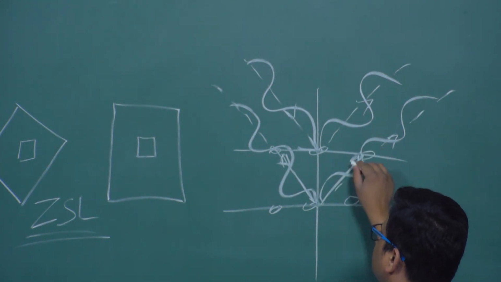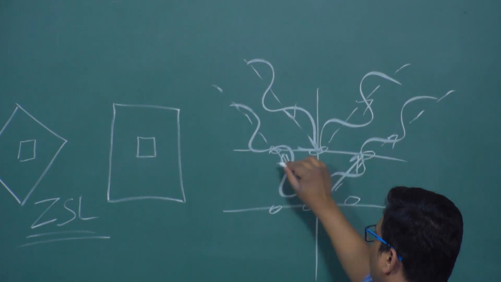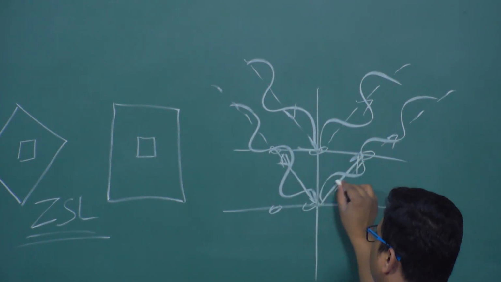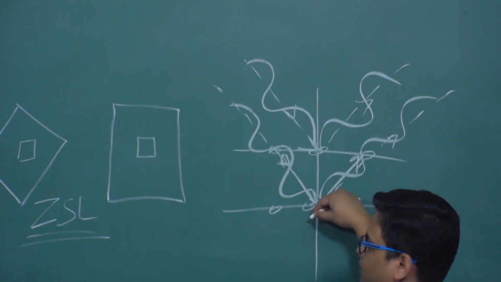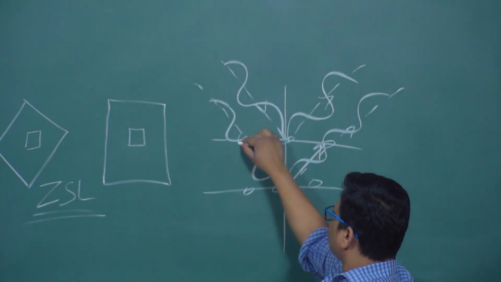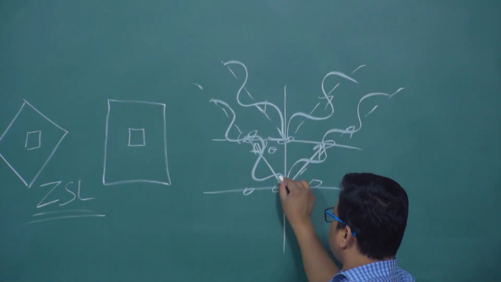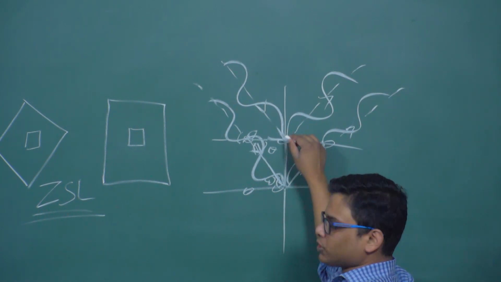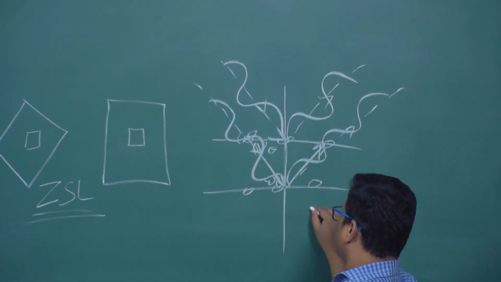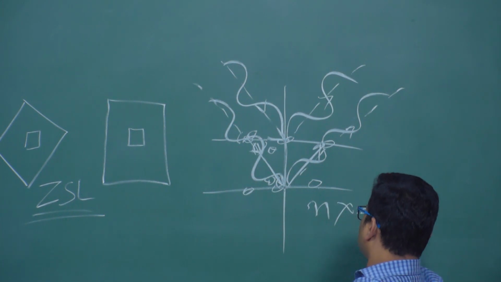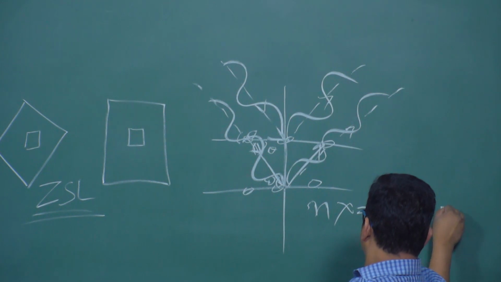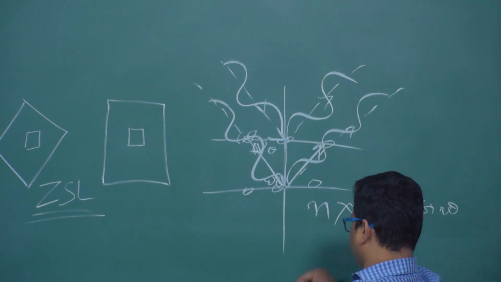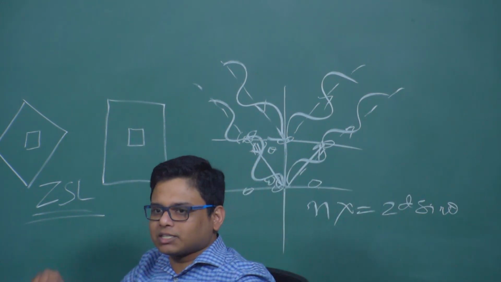If you know the wavelength of the light, you can do some trigonometry. If you call this angle theta, and this will be theta, and this will be theta, and so on, you can calculate this distance based on sine theta. So there is a famous equation, n lambda = 2d sin theta. Am I writing it right? I think so, yeah. So this is Bragg's law.